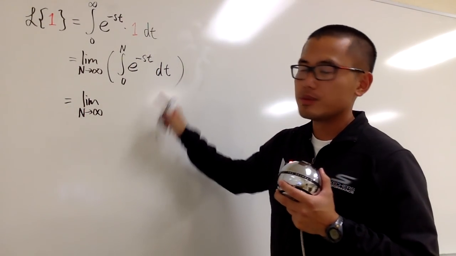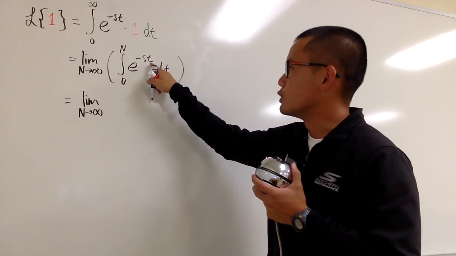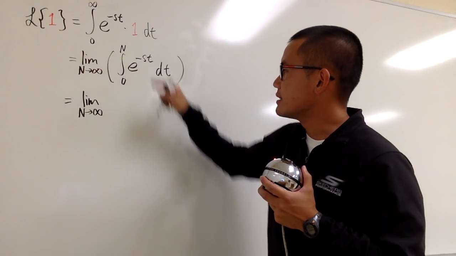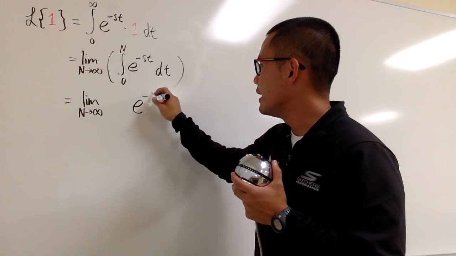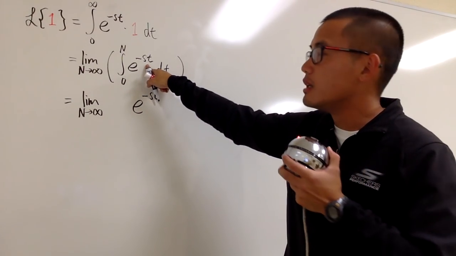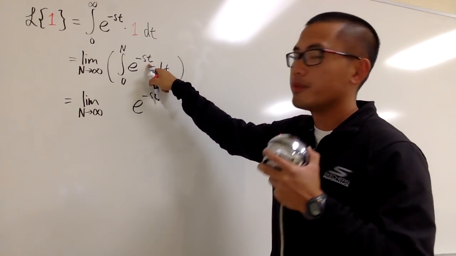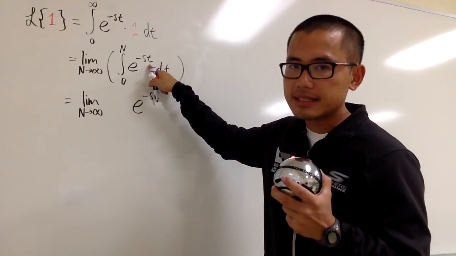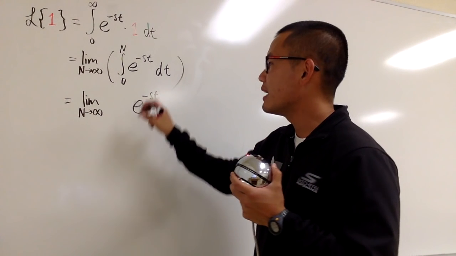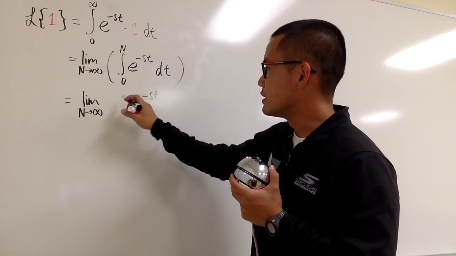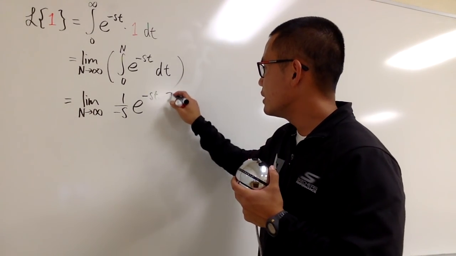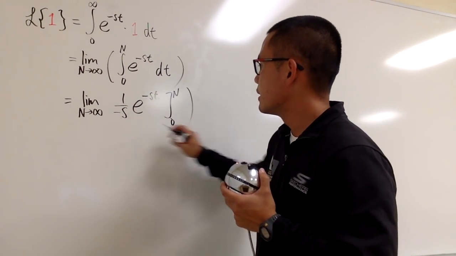Let's integrate this. Well, we have to integrate with respect to t. That means s is a constant. E to the negative st, we will first have e to the negative st. And we look at this and we differentiate this. The derivative of negative st with respect to t is negative s. When we do integral, we divide by that, which is dividing by negative s, which is the same as 1 over negative s right here, right? And we have to integrate this from 0 to n.